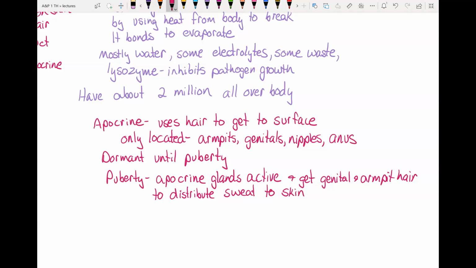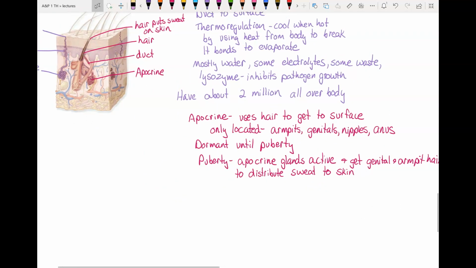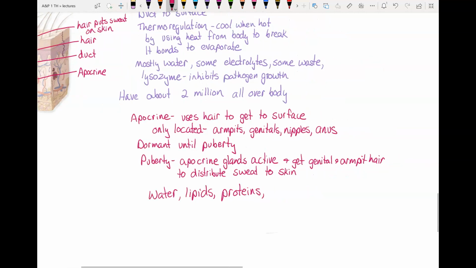This sweat does not function in thermal regulation. It has a different composition and a different purpose. So it is also made of water, but in addition to the water, it also has lots of lipids and proteins. And the main purpose of this sweat is that it has pheromones.